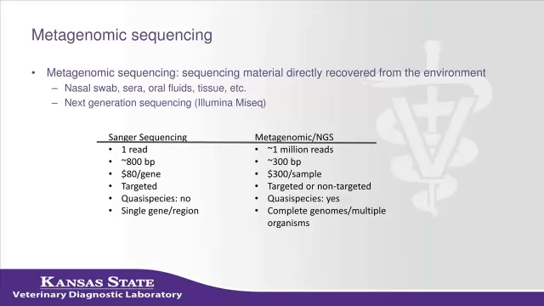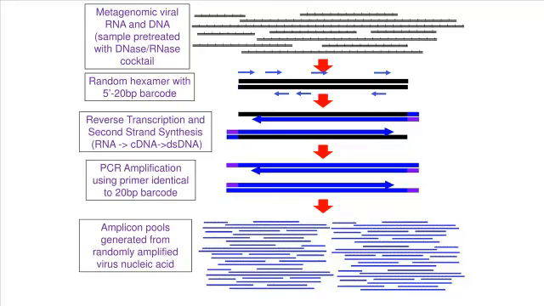Next-gen sequencing means we generate a lot of sequence, and there are different ways of generating it. Most of what we do is non-targeted, so we use random primers. The benefit of this is we can pick up quasi-species, we can pick up multiple different species, and depending upon how much virus is in the sample, we can get complete genomes for the viruses present. So a lot of times we don't have to do virus isolation. We can pull these sequences directly from the material.